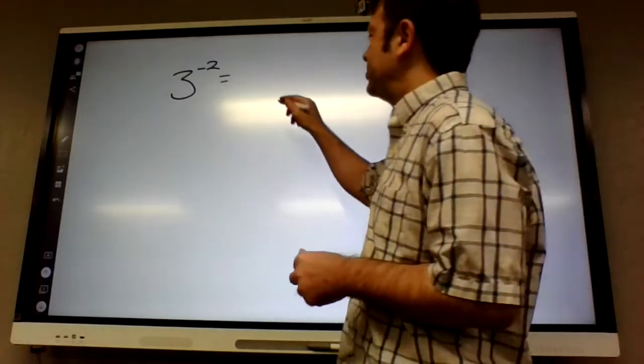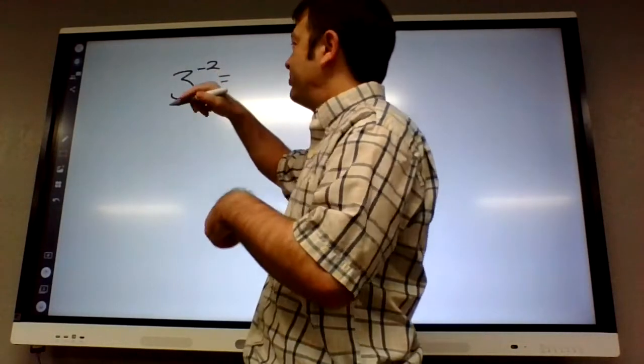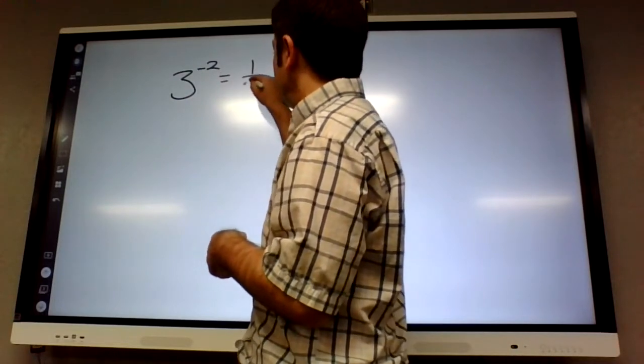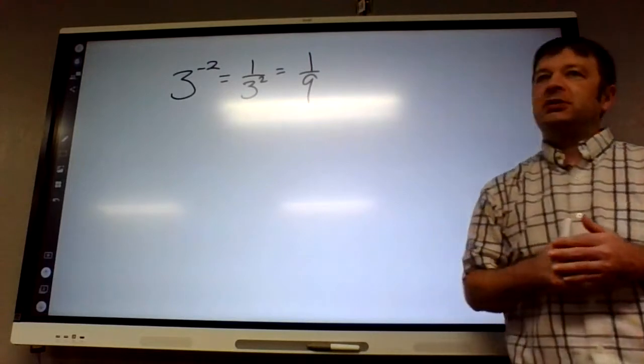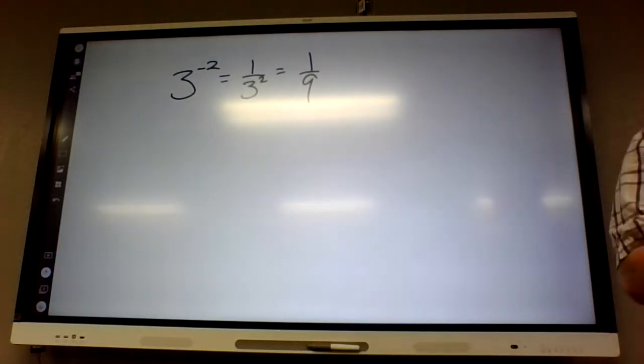Right, a negative exponent basically means reciprocal, so it's 1 over 3 squared, so it's 1 over 9. It has nothing to do with positive or negative value.